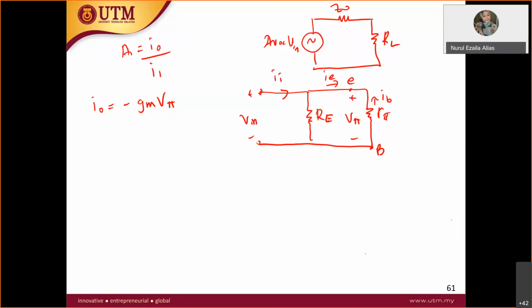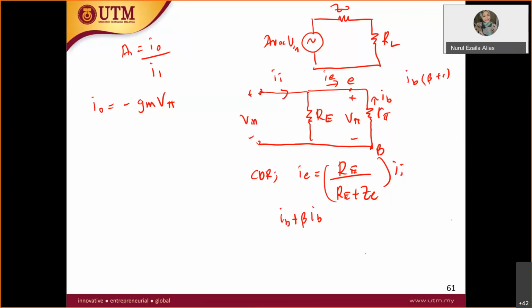So you know that IE is equal to RE over RE plus ZE times I in, using the current divider rule. So you know that IE is IB plus beta IB, because IE is equal to the beta IB plus IB. So IE is beta plus 1 IB, right?